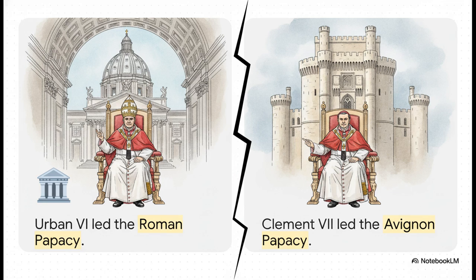So in 1378, you had the Roman papacy, led by Pope Urban VI. But French cardinals were completely unhappy with him. So what did they do? They literally broke away and elected their own rival pope, Clement VII, establishing the Avignon papacy. Suddenly, Western Christendom was split in two. You got two different men, both claiming ultimate divine authority over the exact same followers.